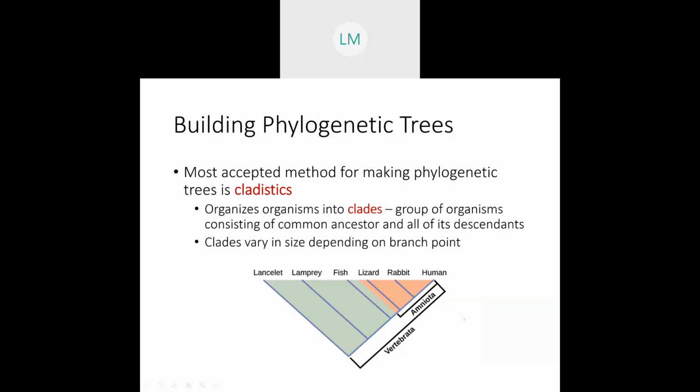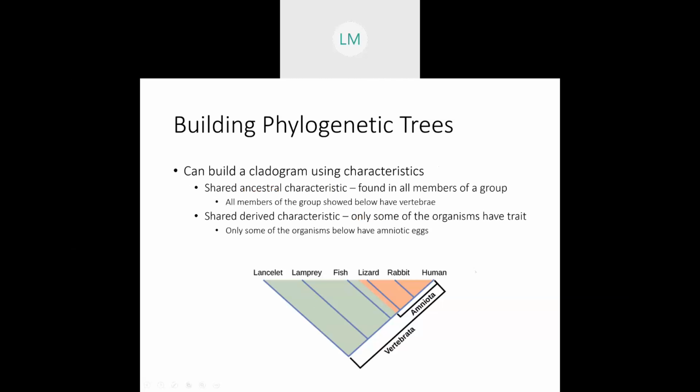If we wanted to look at common ancestors, like on the previous slide, we looked at things that had a jaw. A lamprey is a jawless fish. A lancelet doesn't have a jaw. So these two are both jawless. So if we wanted to look at a clade that included things with jaws, we would include this common ancestor that occurred down here. Then we have all of the descendants of fish, lizards, rabbits, and humans, because all of those things have jaws. So the common ancestor and all of its descendants are going to be that clade. So it can vary in size. And we build this using characteristics.